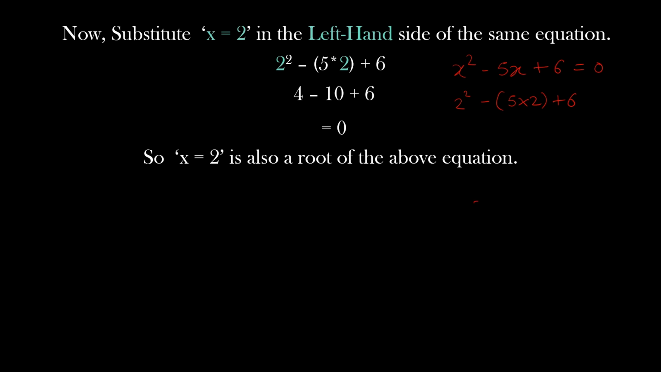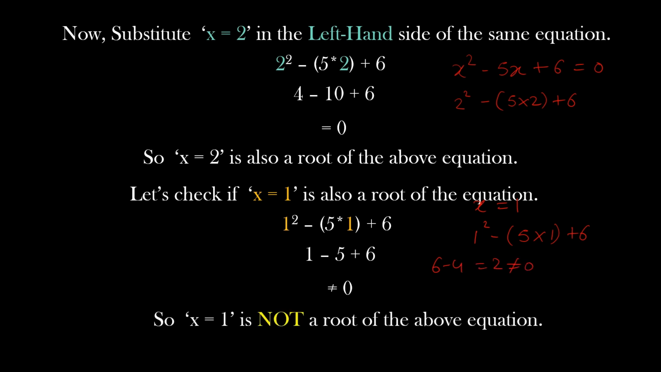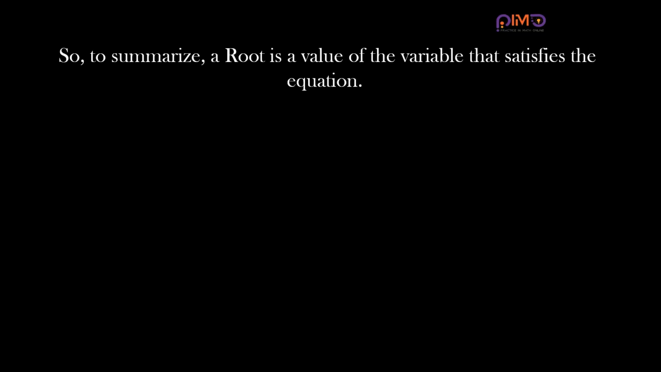Let's check another value. x is equal to 1. So it becomes 1 squared minus 5 times 1 plus 6, which is 1 minus 5 plus 6. This is 6 minus 4, which is equal to 2, which is not equal to 0. So x is equal to 1 is not a root of this equation. So to summarize, a root is a value of the variable that satisfies the equation. What does it mean? That you substitute that value in the left hand side of the equation and see if it comes out to be 0 or not.